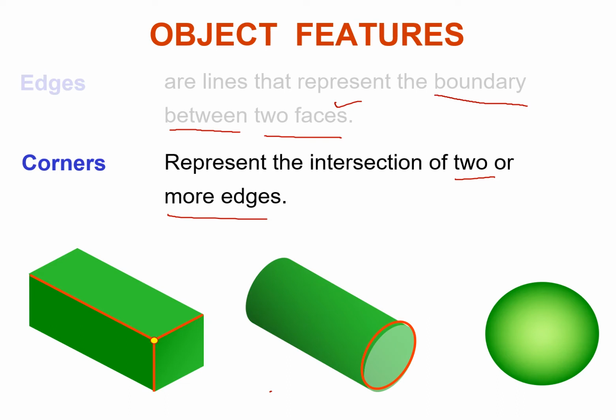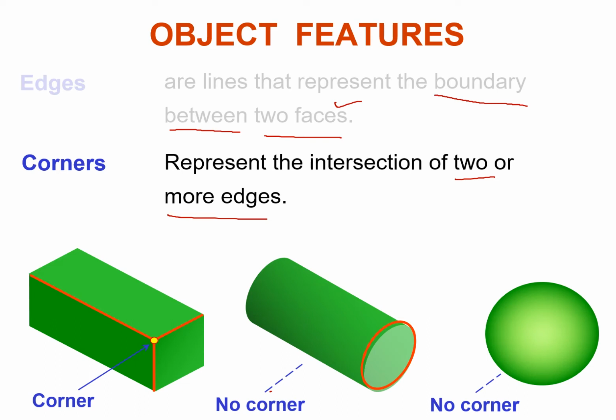As you can see, the yellow. So this is the corner of these three intersecting edges. And in the case of the cylindrical object, as you can see, it has an edge, but there is no intersecting edge that actually intersects this edge. So it will have no corners. There are no corners for this shape, and similarly there will be no corners for this shape.